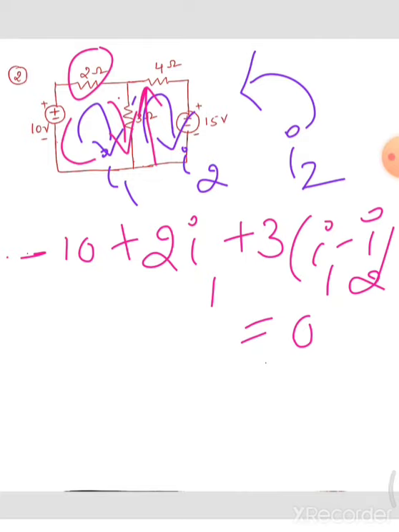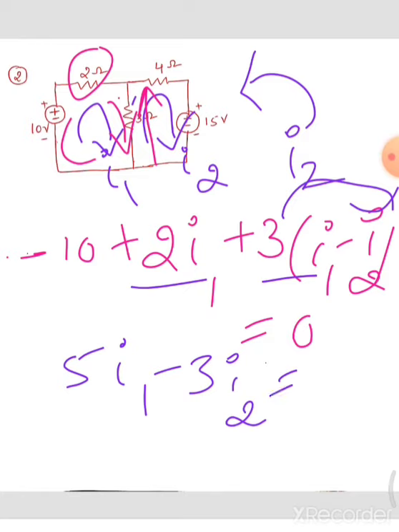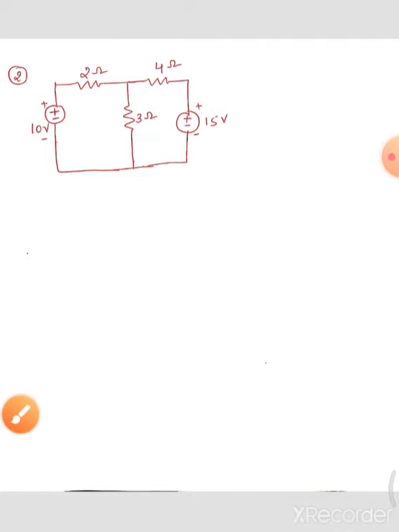Simplify this. It is 2I1 and this is 3I1, so therefore it is 5I1, and then minus 3I2, which is equal to minus 10. Sending it across, it will be equal to 10. This is your first equation. Okay, hope you have got this. 5I1 minus 3I2 equal to 10 volts. Call this equation number 1, and then let's apply KVL for the second loop.